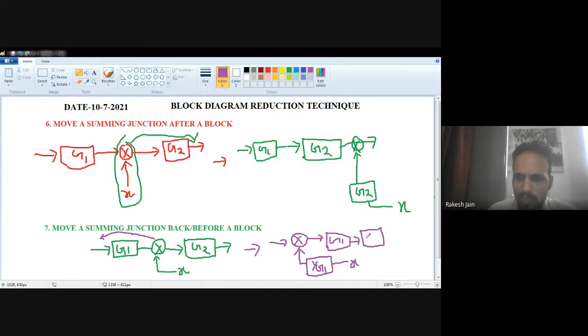And the second block is G2. So these are the seven rules which are very important to understand the block diagram reduction techniques. I hope you understand all those rules, and from the next lecture we will start to solve the numericals on those rules.